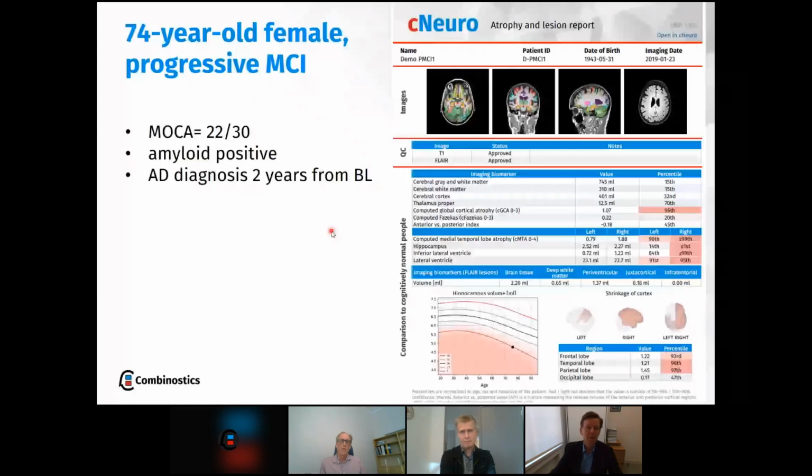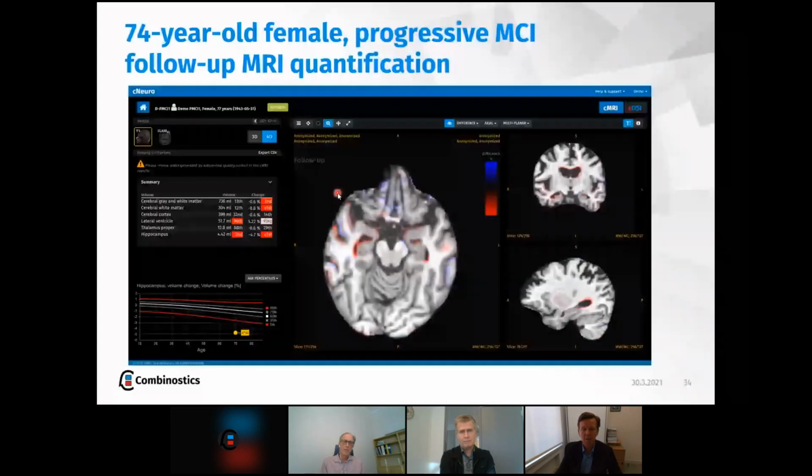And this patient was amyloid positive, and after 2 years received the diagnosis of AD. So this was a very early AD case who then progressed. Because it was in ADNI, there was also a follow-up scan after 2 years. And within the CNeuro tool, if you have 2 scans, you can analyze both of them and look at 2 reports. But there's also a 4D, so a comparison made between the 2 scans.